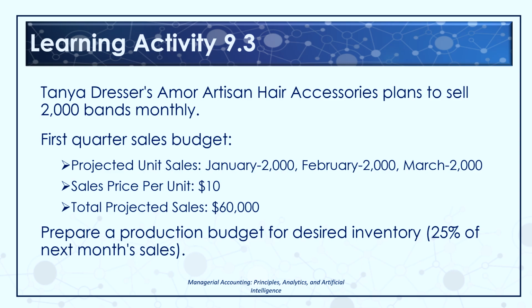Amore Artisan Hair Accessories plans to sell 2,000 bands each month in the first quarter at $10 each. Desired ending inventory is 25% of next month's sales. Your job is to compute the production budget for January, February, and March. Use the production budget formula and remember that each month's ending inventory becomes the next month's beginning inventory. Pause here and work through the activity. Once you've finished, check your answers with the solution provided in the back of Chapter 9.